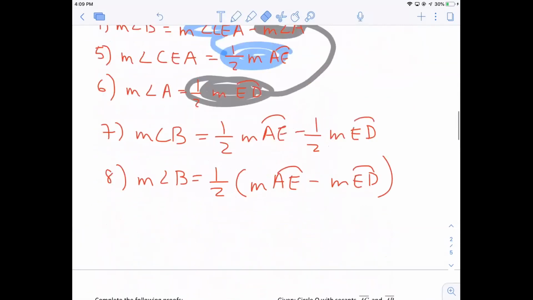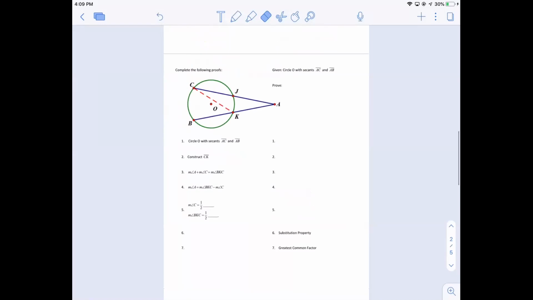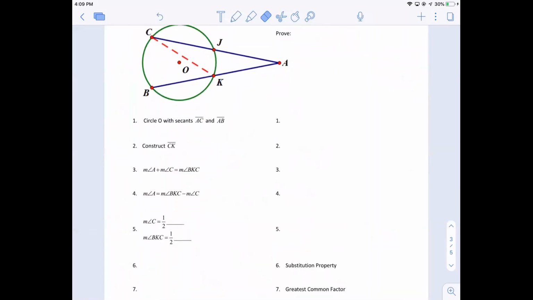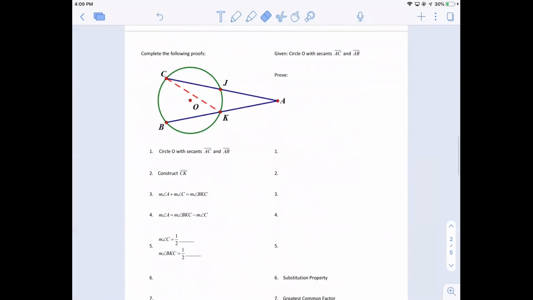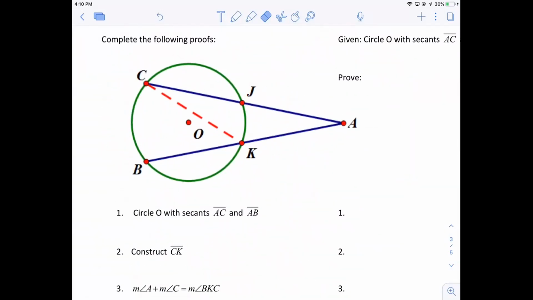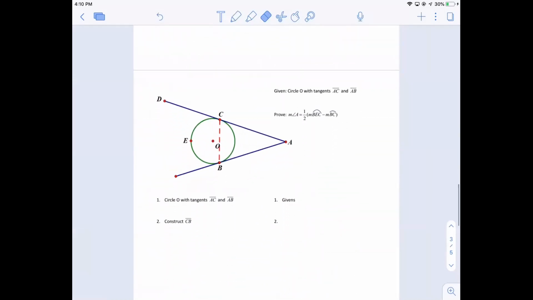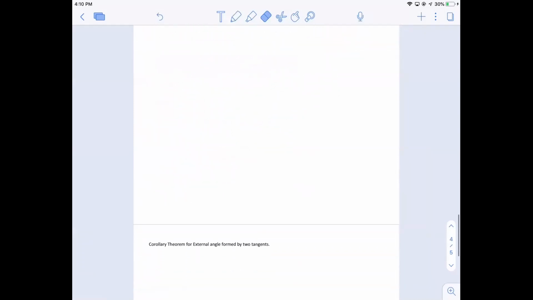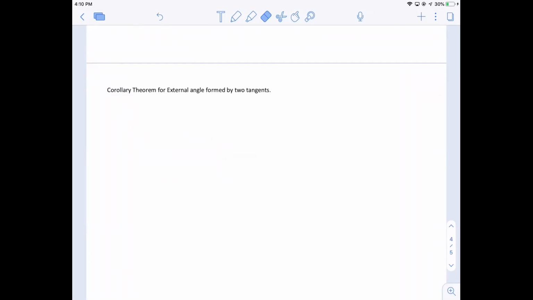Very cool. So these two remaining proofs are going to be very, very similar. So this one is even just fill in the blank. So take a look at this proof if you need some guidance, but very similar stuff. I even tell you which thing to construct, and we're going to get some inscribed angles once we do that. So I'm sure you can handle this. And this case with the two tangents, again, very similar. So there is a corollary theorem for an external angle formed by two tangents.